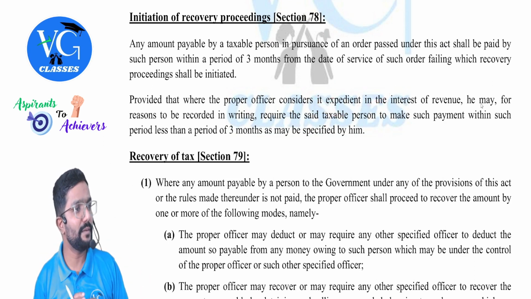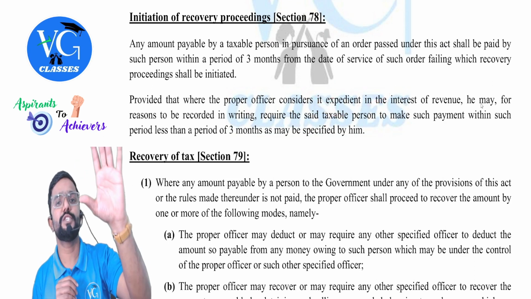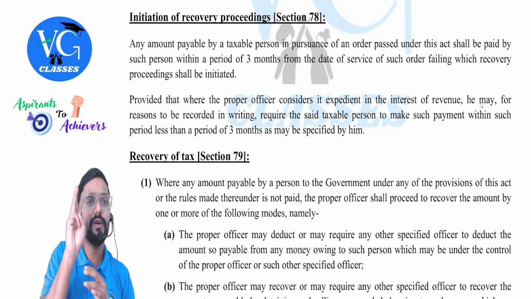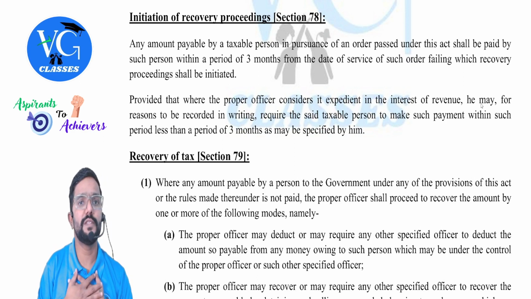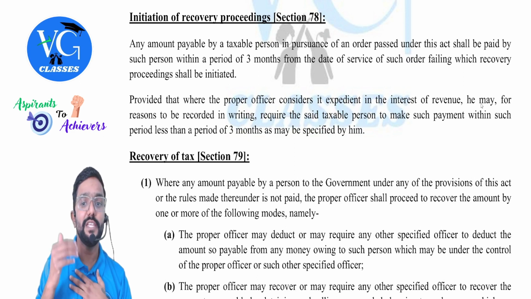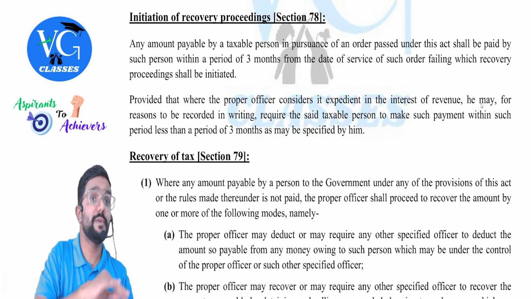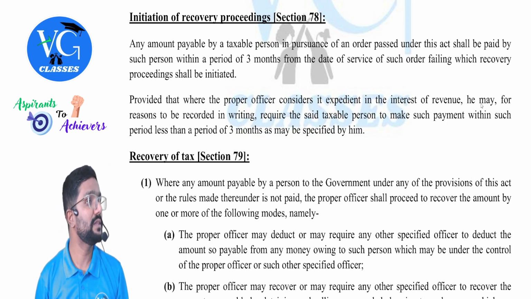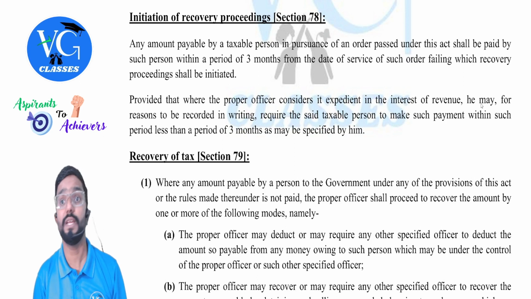The proper officer. If he considered necessary, can he demand the amount even before 3 months? Yes. For example, assume a notice was issued and an order is passed against a person. Now, once order is passed, he will have how much time? 3 months. But proper officer feels that, sir, if we wait for 3 months, he will run away, sir. He will run away. So, can they initiate the recovery proceedings before 3 months also? Yes. If it is required, if it is necessary, they can start even before 3 months.